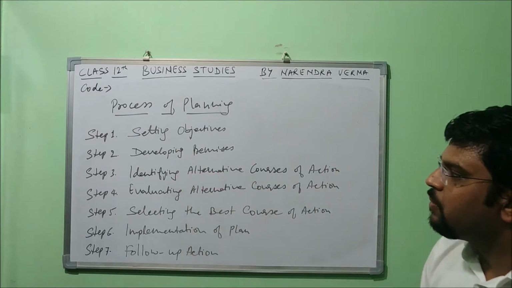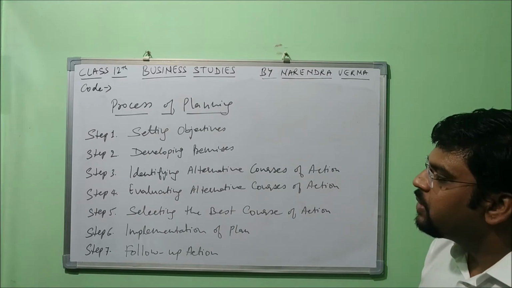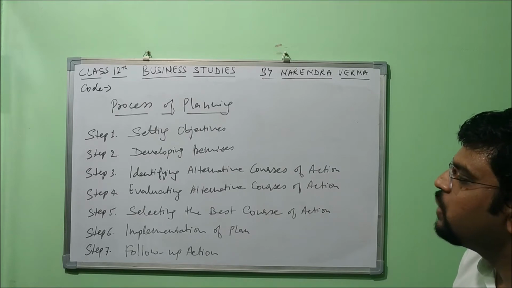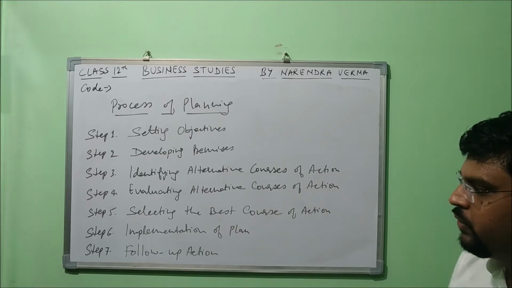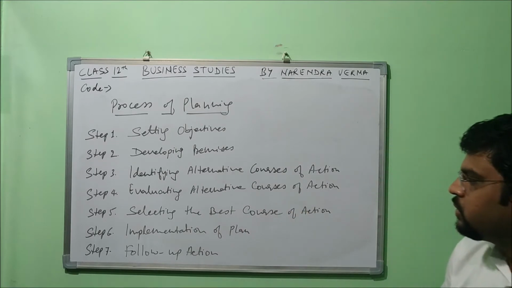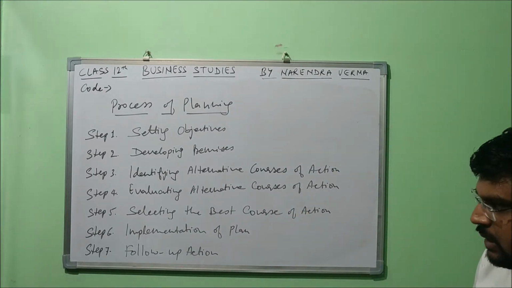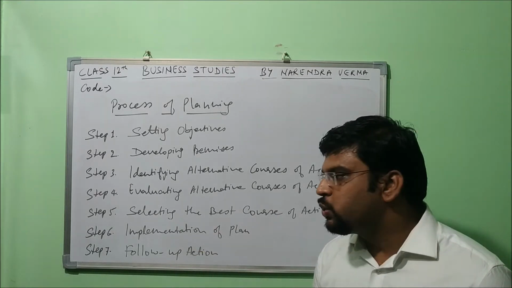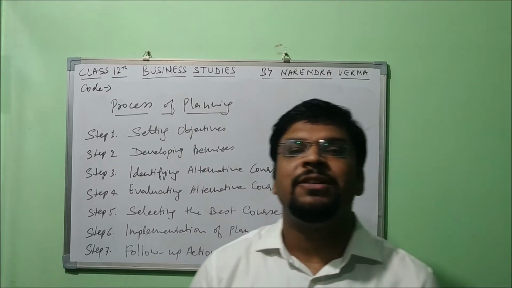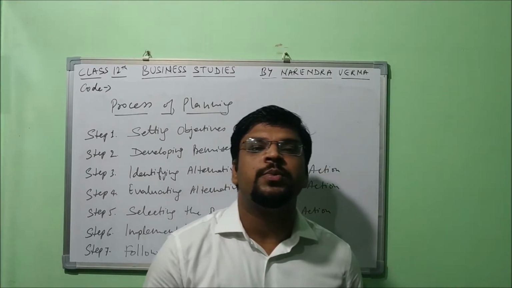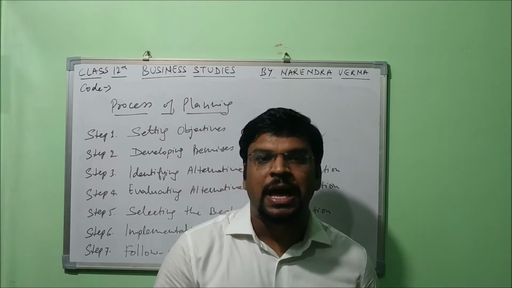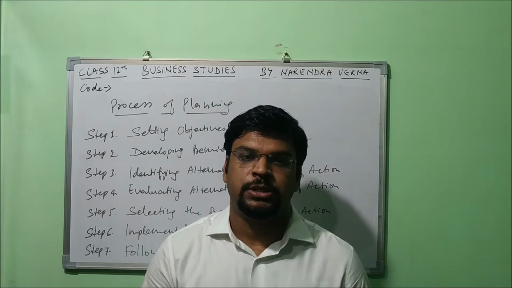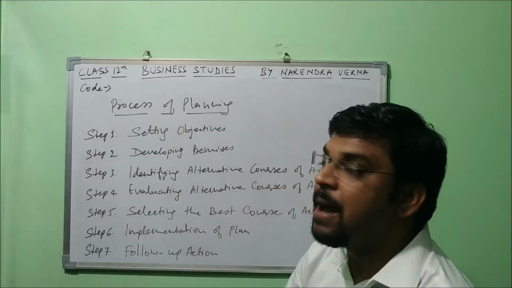Second step is developing premises. Third step is identifying alternative courses of action. Fourth is evaluating alternative courses of action. Fifth is selecting the best course of action. And sixth is implementation of plan. At last, follow-up action. Okay. So to remember all these 7 steps together, I have prepared a unique code so that you can remember all these steps in a set sequence, right?